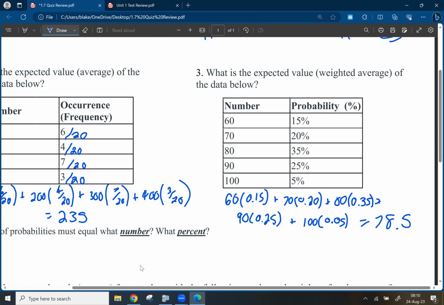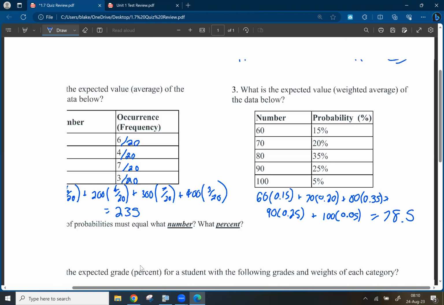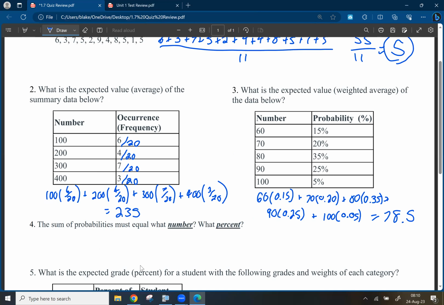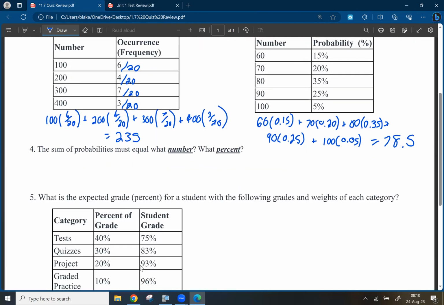All right. These are all very similar questions, which is nice. If you can do one, you can do them all. And if you don't know, all you have to do is learn how to do one, and then you'll learn how to do them all. So the sum of probabilities must equal what number? They must equal the number 1.